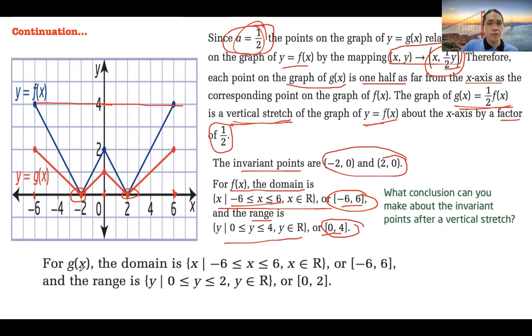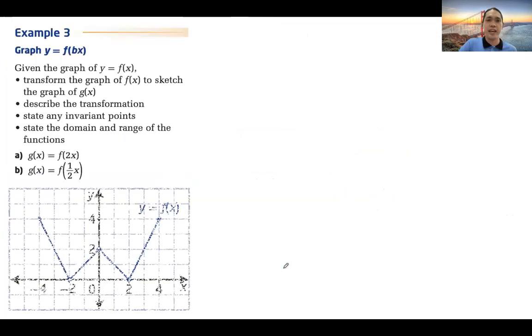For the range of g of x, we're talking about the g of x in here. The domain is still -6 and 6. You can see, and of course, the range is from 0 to, okay, this is the highest point for g of x, so from 0 to 2. So this is the range, where 0 and 2 are included. So I hope we're done.